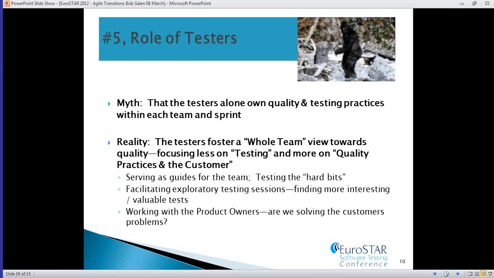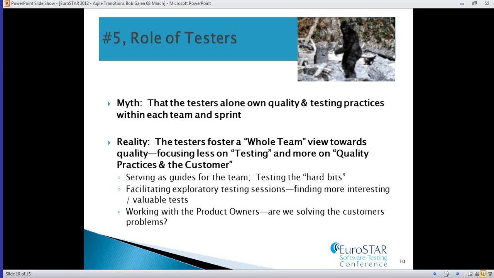The fifth myth is that the testers alone own quality and testing practices within each team and sprint. So it's sort of this burden. I think of Jacob Marley, and there's chains, and he's dragging those chains behind him. That the quality proposition.